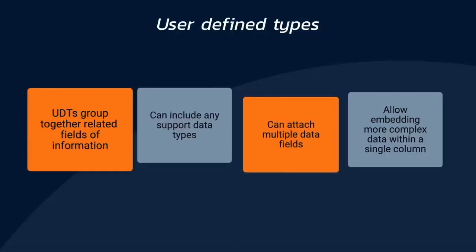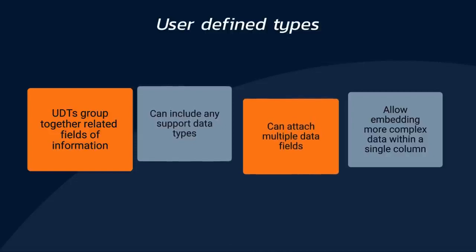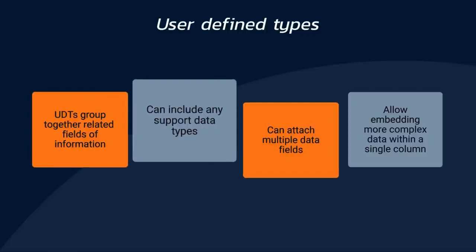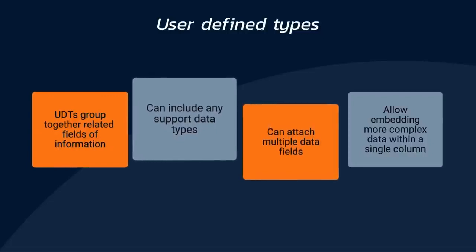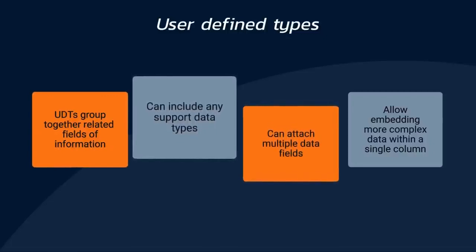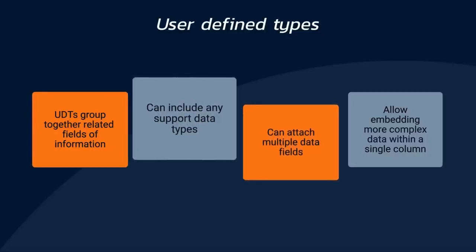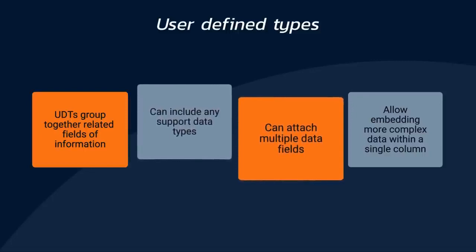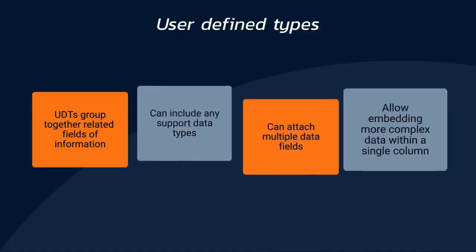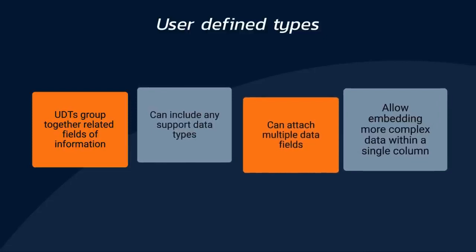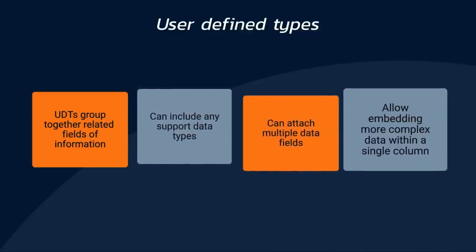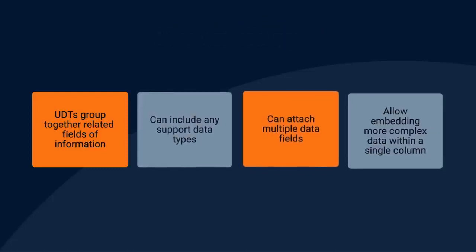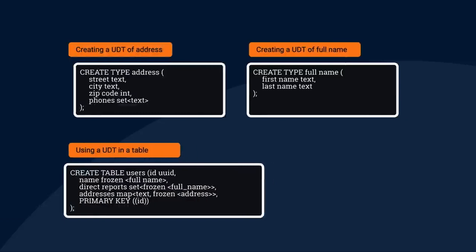UDT allows you to group together similar fields of data that are both named and typed. UDTs can include any supported data types, including other collections and other UDTs. Multiple data fields can be attached, each named and typed, to a single column. UDTs allow embedding of more complex data within a single column, adding flexibility to your table and to your data model. Let's look at some examples.